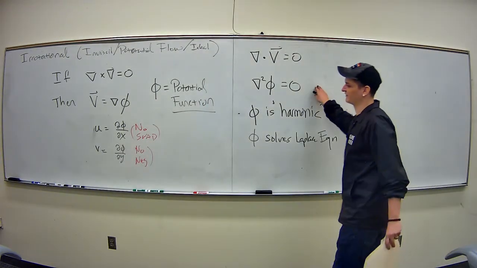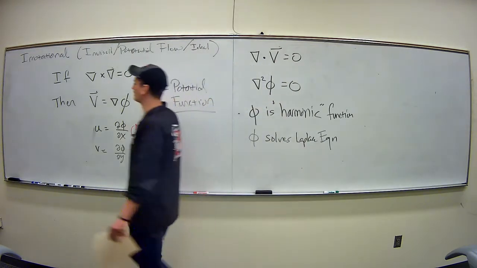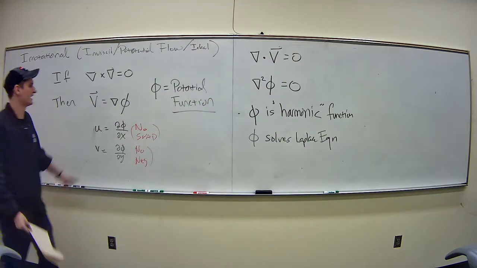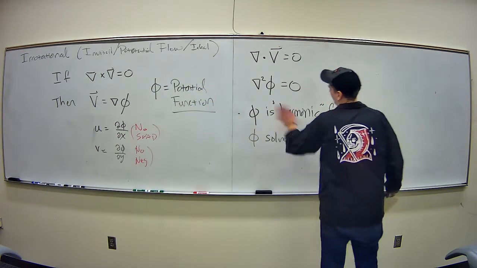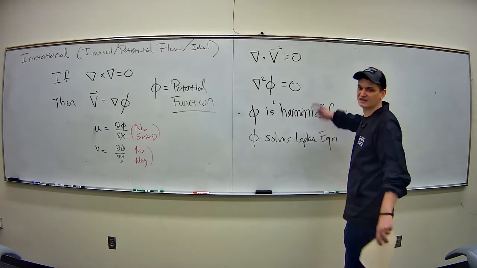There are just nice properties of this fact, where if I go to this potential function, which I can only say because I know my flow is irrotational, I get a new relationship to try to find v's and u's. And that is that at least I know that this is a harmonic function or solves the Laplacian. These are equivalent definitions, actually.